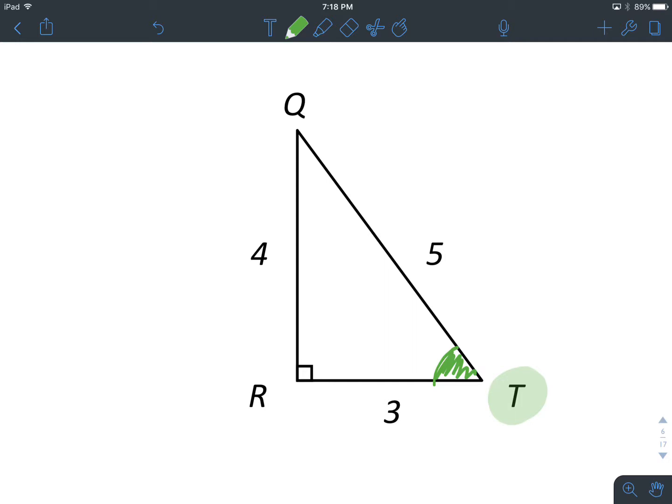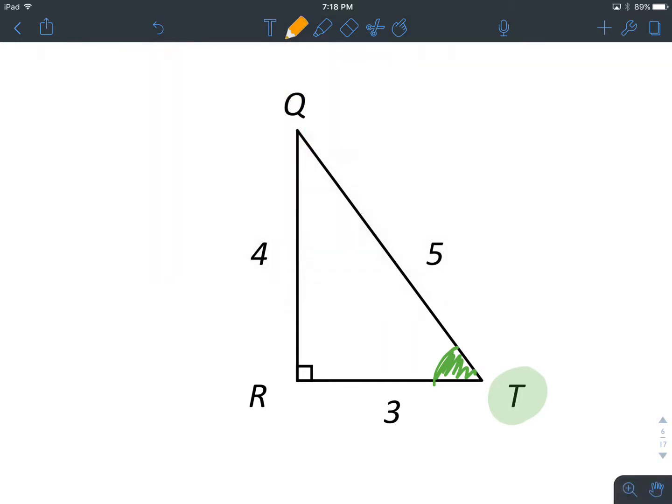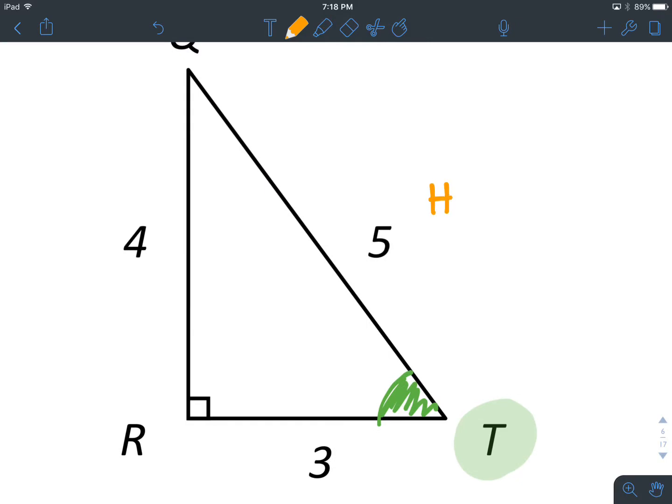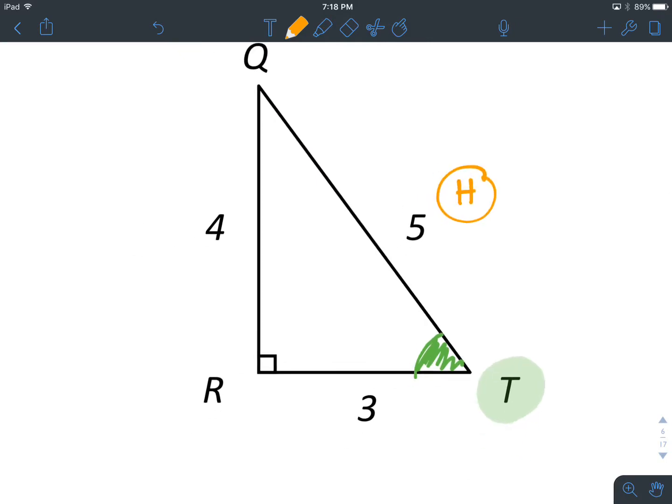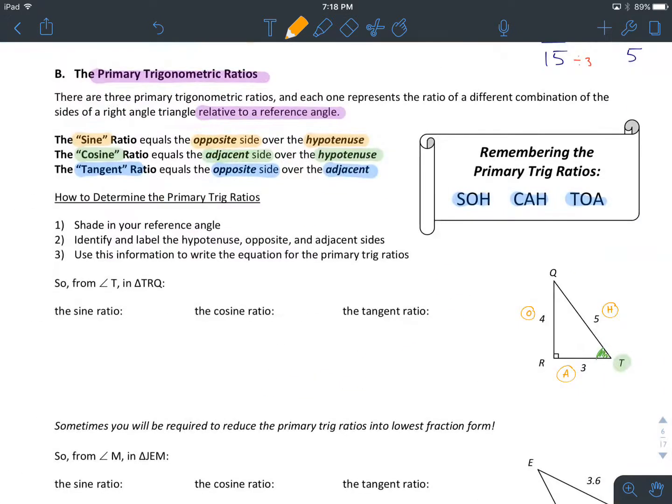Okay, let's see how the labeling went. For starters, our hypotenuse is across from our right angle, which will be right here. Our opposite side will be right across from our reference angle. So there's our opposite, and the adjacent is what is left, which is right there. So we have labeled opposite, adjacent, and hypotenuse in our example triangle.